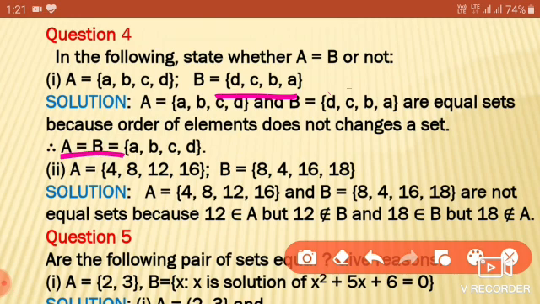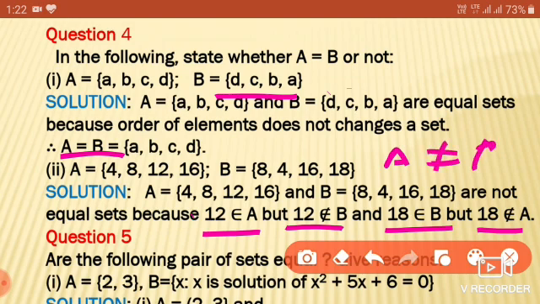Next, A is {4, 8, 12, 16}. B is {8, 4, 16, 18}. Are they equal? Number of elements are the same, 4 and 4. But the elements inside the set are different. That is, 12 belongs to A, but it is not in B. 18 belongs to B, but not in A. So, you will say that they are not equal sets. Also, you can represent it as A not equal to B. In representation, you can write it as A not equal to B.